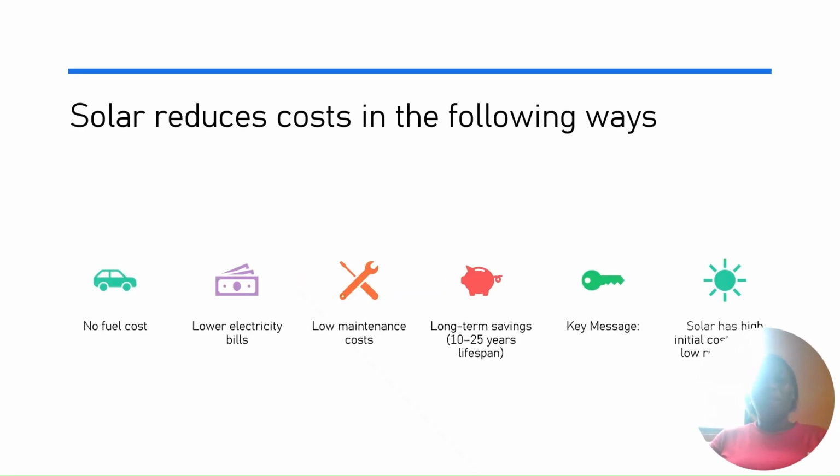So solar reduces cost in the following ways: no fuel costs at all, lower electricity bills, low maintenance costs, and long-term savings based on the lifespan of the panel that you're using. The key message is that solar has a high initial cost, but it has lower running costs.